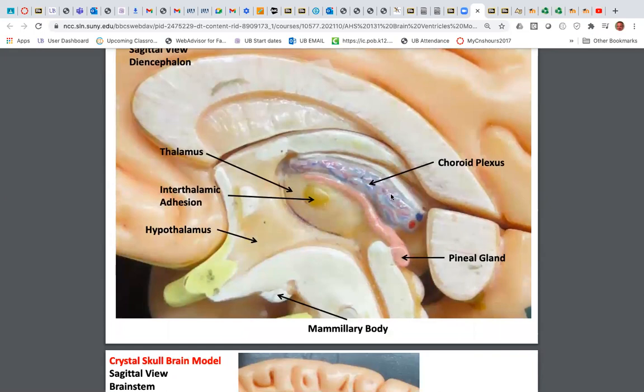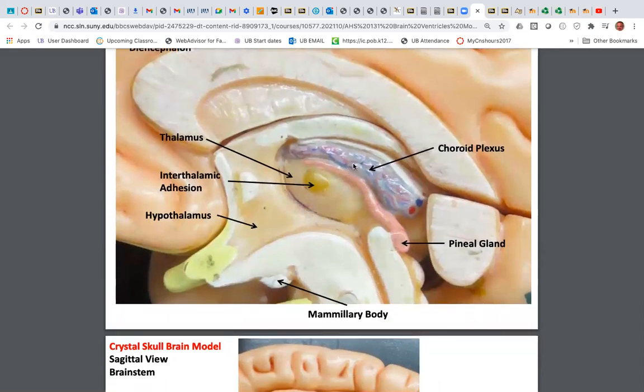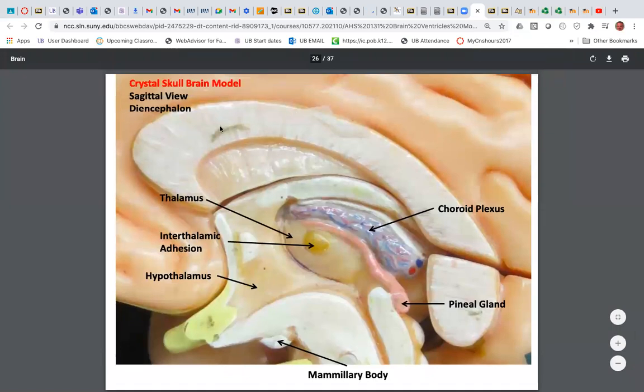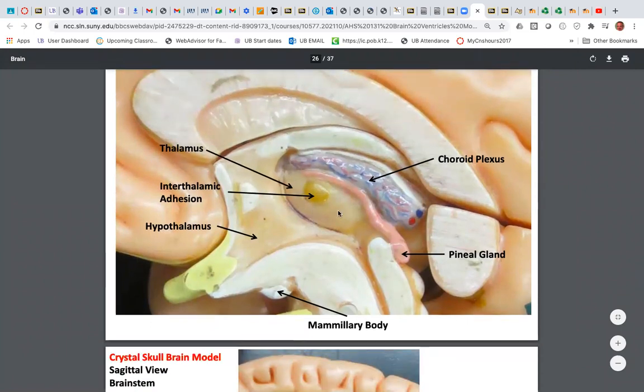Here again is the choroid plexus, a little closer view. There's the corpus callosum here. Septum pellucidum. Thalamus. Hypothalamus. Interthalamic adhesion. Pineal gland.